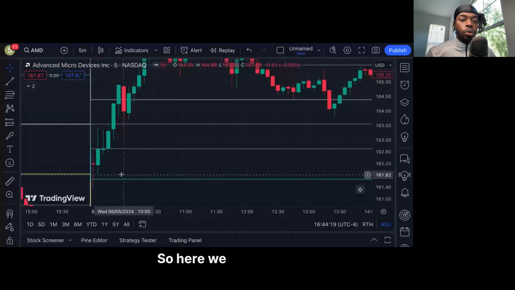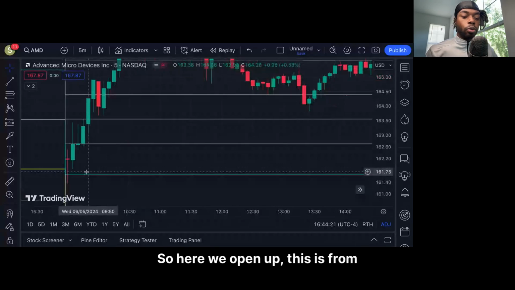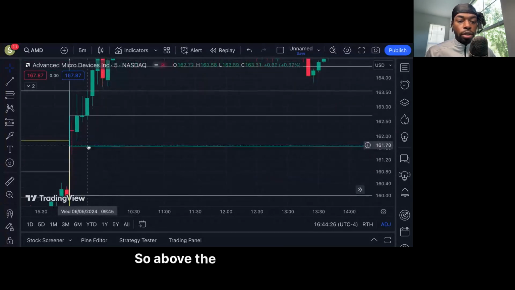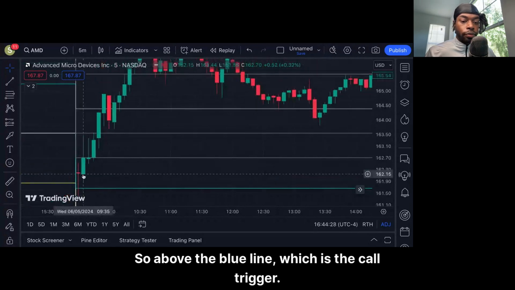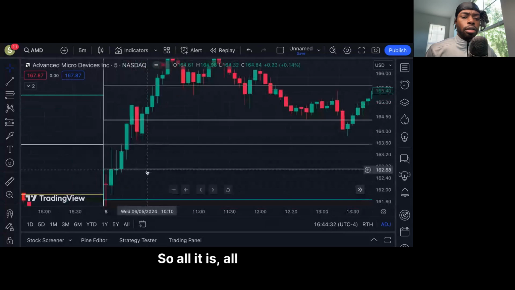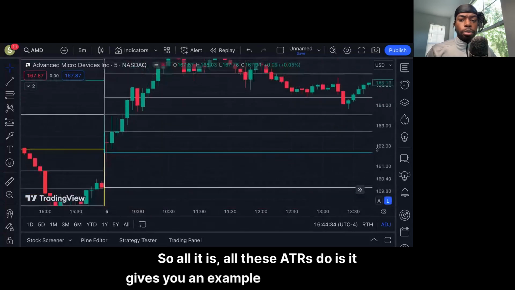So here we open up. This is from Wednesday, 6/5/2024. We open up in the call zone, so above the blue line, which is the call trigger. So you would have to be call biased in this situation. So all these ATRs do is give you an example of how far the stock can move.